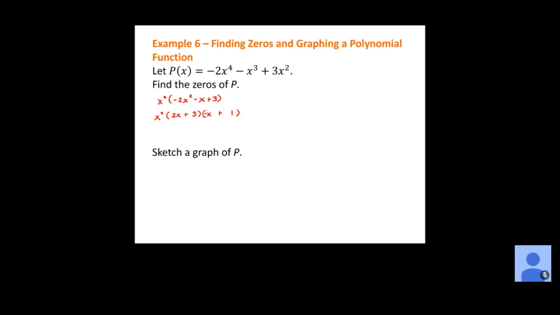Any questions about how I got those factors? All right, now, once we have our factors, we're going to do what? Good, set each one equal to 0. So we've got x squared equals 0, 2x plus 3 equals 0, and negative x plus 1 equals 0.